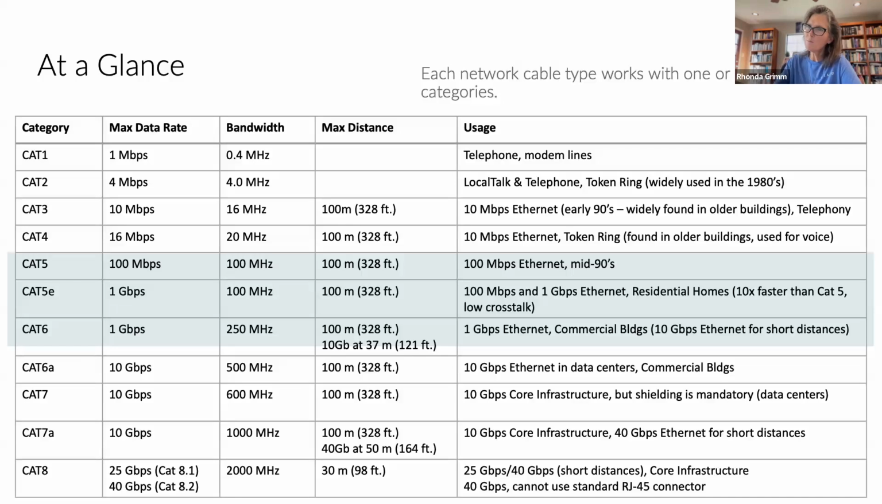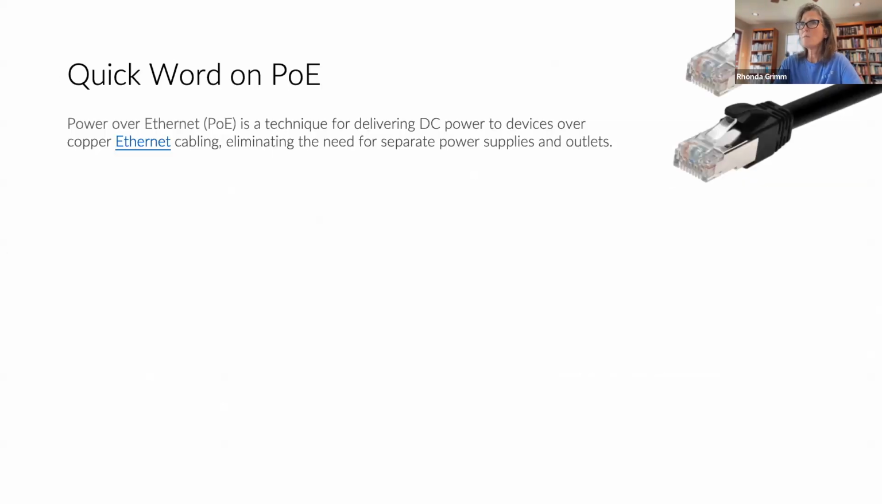So these are some of the specs: the speeds they can accommodate and the maximum distance. It is hard to believe that not that long ago we went from Cat 2 and 3 all the way up to Cat 8, 25 gigabits per second, my goodness. So that is cabling. You'll also hear about PoE, power over Ethernet cabling.